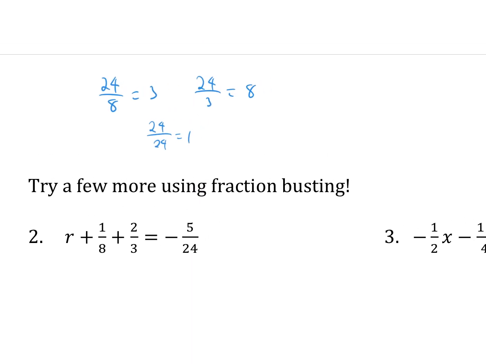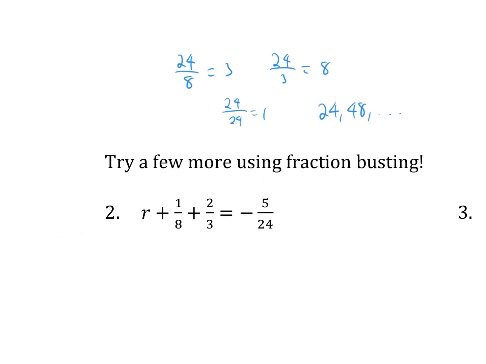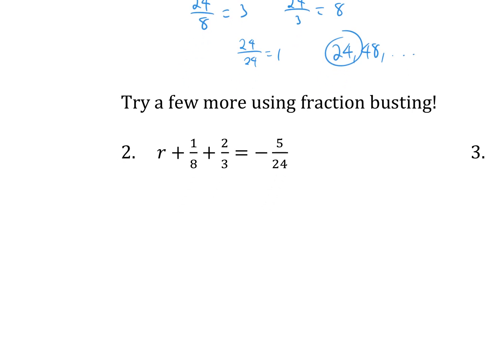If that were not it, you'd basically count up. You go 24, then 48. You keep counting up until you get a number that divides by everything, right? So for this, the least common denominator is going to be 24. We're going to multiply everything by 24, okay?